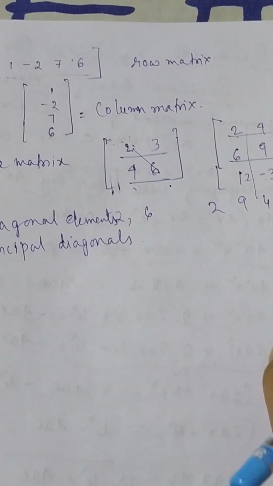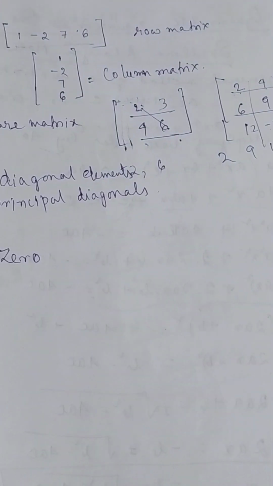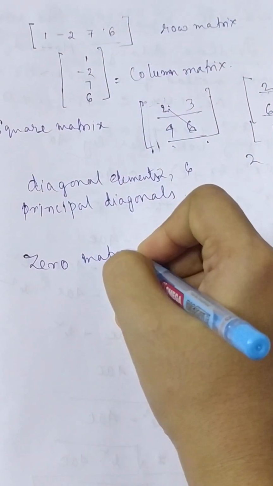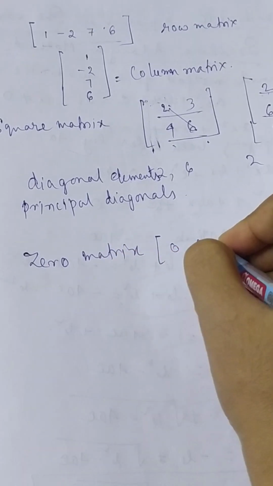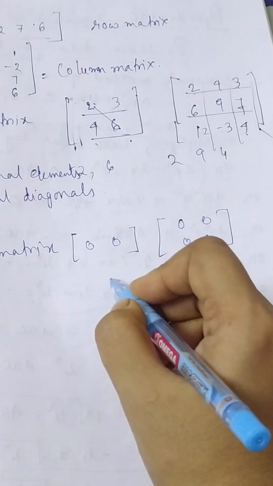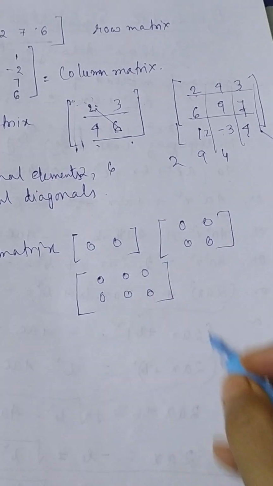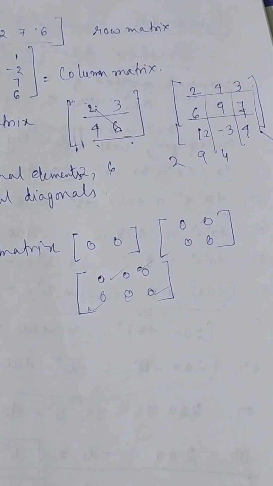Right. Now, zero matrix. What is a zero matrix? It may be in the form of this, it may be in the form of this, it also may be in the form of this. That means all the elements within the matrix are 0. It may be 1 by 2, it may be 2 by 2, it may be 2 by 3. No matter, if all the elements of the matrix are 0, we can call it a zero matrix.